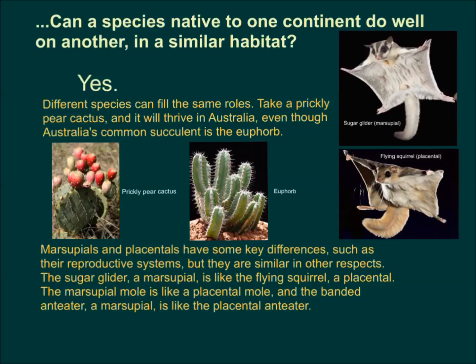Similarly, marsupials and placentals have some key differences, such as their reproductive systems, but they are similar in other respects. The sugar glider, a marsupial, is like the flying squirrel, a placental. The marsupial mole is like a placental mole, and the banded anteater, a marsupial, is like the placental anteater. On the right, you can see the sugar glider, which is a marsupial, and on the bottom right, you can see a flying squirrel, which is a placental.